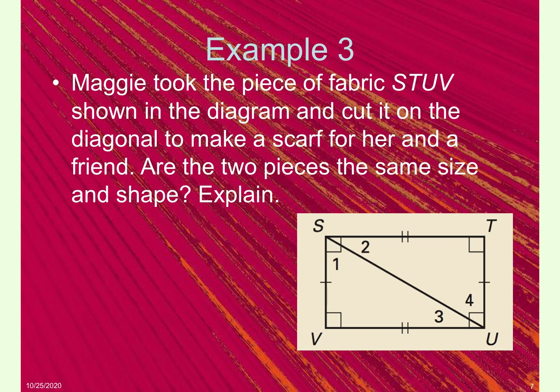Example 3 says Maggie took the piece of fabric STUV shown in the diagram and cut it on the diagonal to make a scarf for her and her friend. Are the two pieces the same size and shape? Explain. So we know that this side matches this side. We know that this side matches this side. And the third sides would also match because they are shared by both.